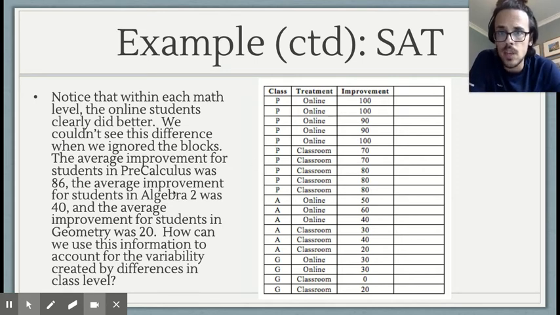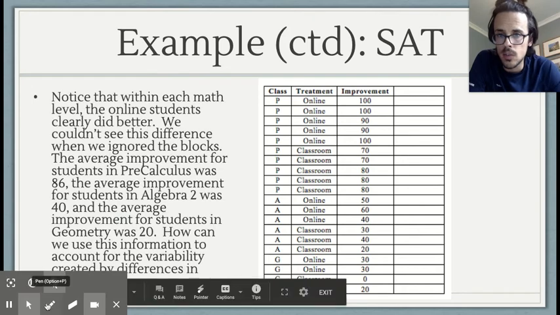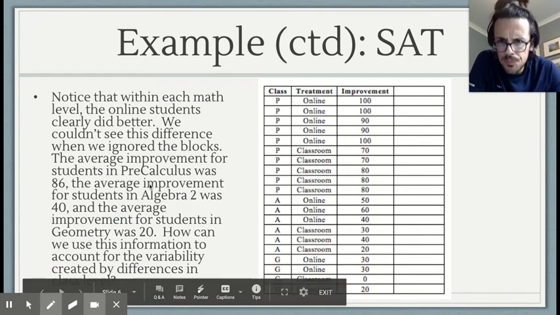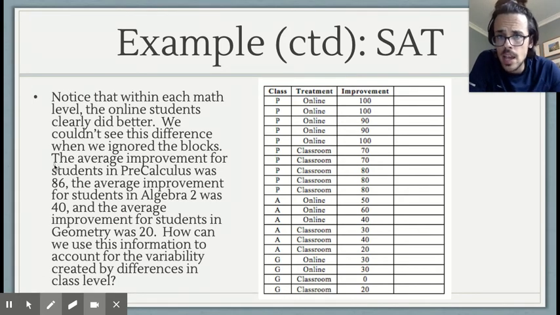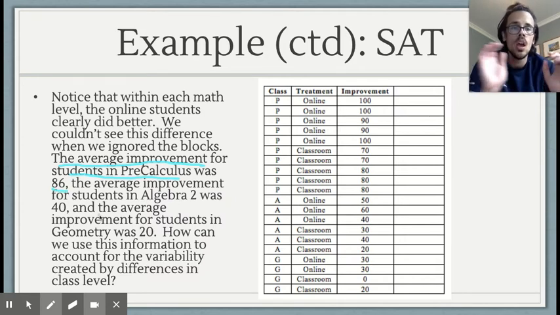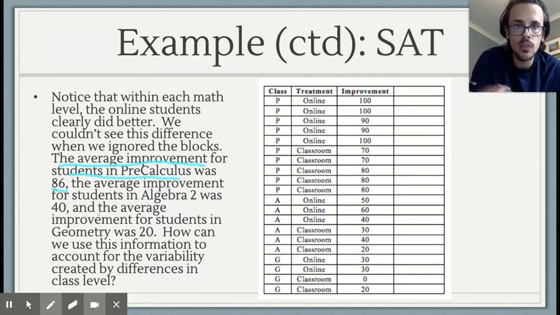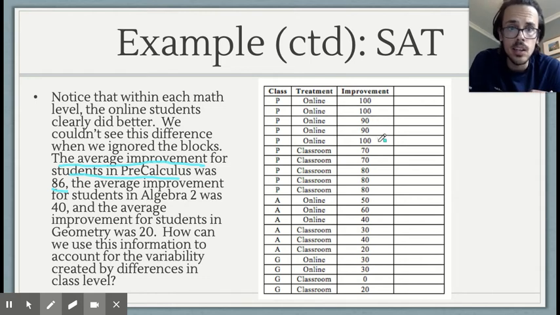So what they did, if you look at this right here, because this is going to take a little bit of explaining for you guys to understand. It says right here that the average improvement for students in pre-calc was 86. I'm going to start right there. If you take all those numbers right here, 100, 100, 90, 90, 100, 70, 70, all those pre-calc kids, and you average their scores together, turns out that average is an 86. So no matter online or classroom, everybody together who was in pre-calc improved by an average of 86 points.